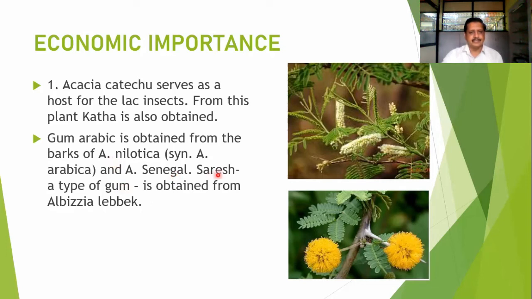And Acacia senegal, त्या सेनेगलचा जो डिंक असतो तो साधारण पांढऱ्या रंगाचा असतो, आणि Acacia niloticaचा जो डिंक आहे तो थोडासा ब्राउनिश रंगाचा आपल्याला मिळतो. Then there is shirish, a type of gum obtained from the Albizia lebbeck. म्हणजे जे शिरीष प्लांट आहे त्याच्यापासून सुद्धा आपल्याला शिरीष नावाचा एक गम मिळतो.